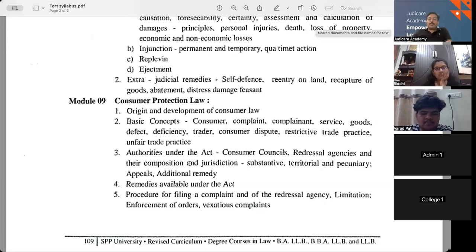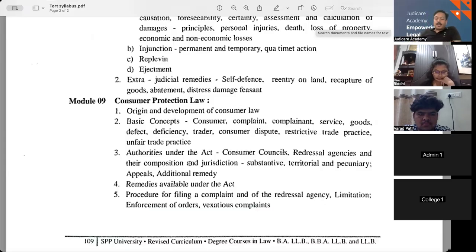But in between, the service operation is an intangible benefit of that particular process which you buy for yourself. So service is an intangible point, and goods are tangible. Then there is the definition of defects and deficiency.